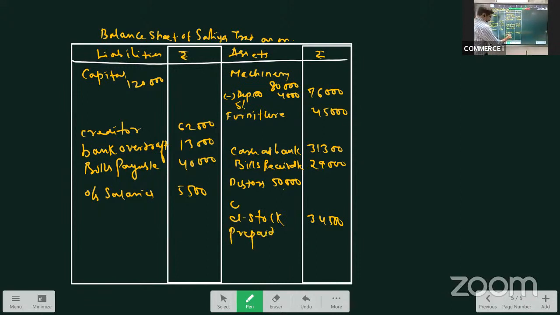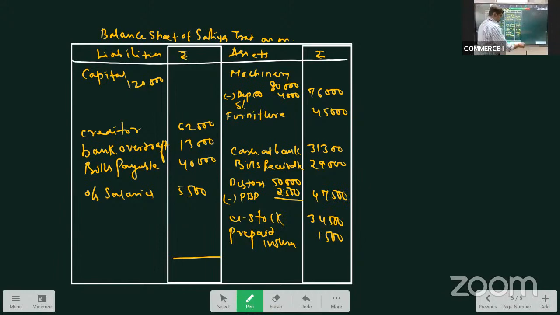Prepaid insurance is an asset. How much? 1,500. Provision for bad debts, 5%, I said. So we already have provided it. We have shown it in our P&L account also. Minus provision for bad debts, 2,500. So we'll take 47,500 on the asset side.